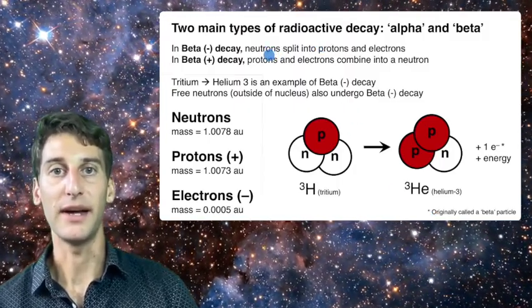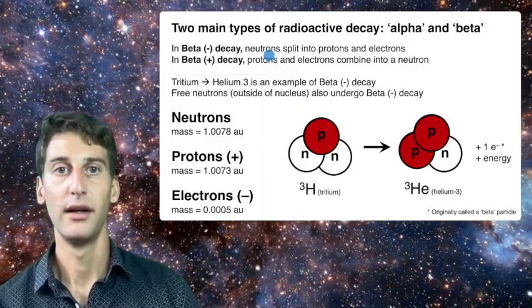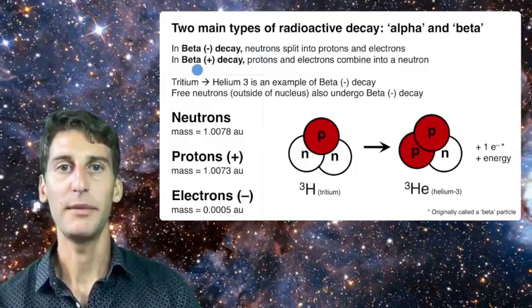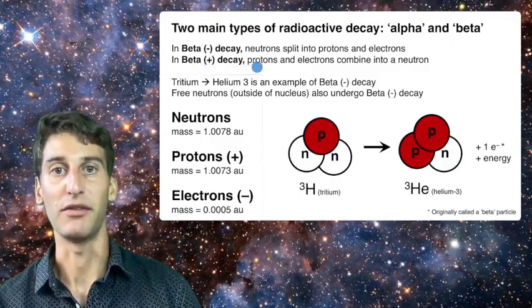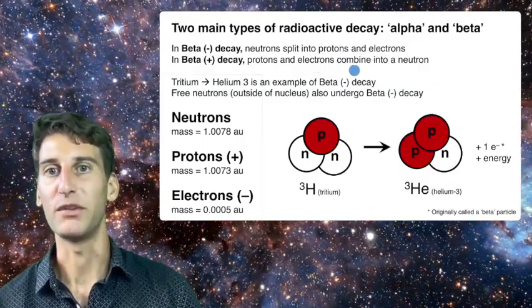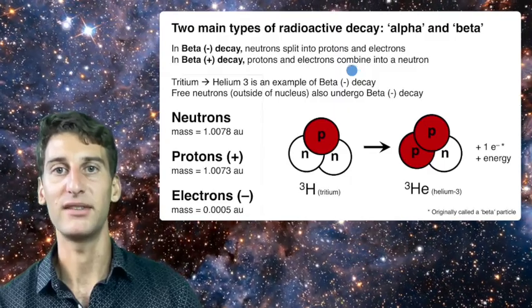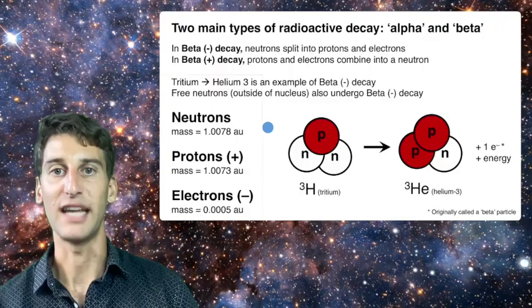So in beta decay, you have a neutron being converted into a proton and an electron. There's this less common form called beta positive decay, which is basically the reverse reaction, when you have a proton and an electron coming together into a neutron. We'll talk about cases when that can happen, but it tends to be less common. But anyway, tritium going to helium-3 is an example of beta minus decay.